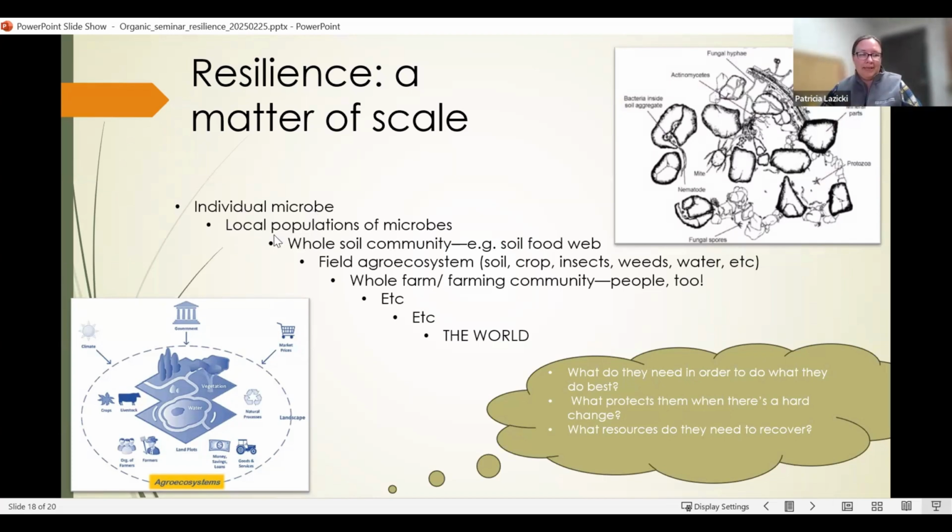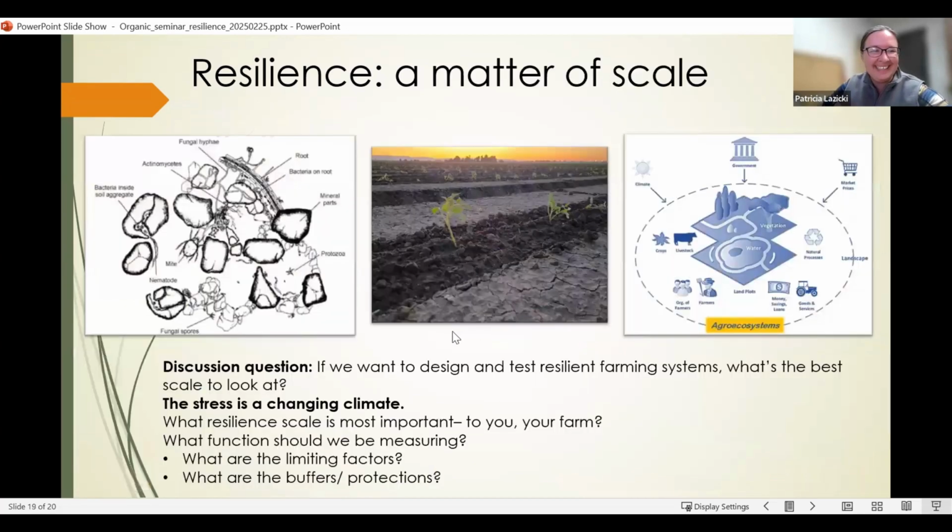Moving up from an individual microbe to local populations of microbes, they'll have some of the same needs and some of the same protections, but some will be different. For example, having a diverse group, so some are able to respond to the stress when it comes. Maybe they need a diversity of carbon sources or a diversity of microenvironments, and so on, going up the scale. So taking into account the whole soil community, the soil food web, and then up further into the agroecosystem, including the crops, the insects, the weeds, the water, and so on, and then up and up and up. So that's what I've got in terms of presentation.